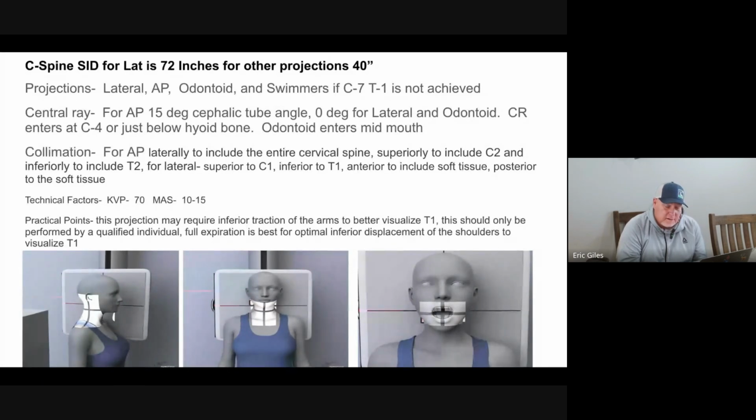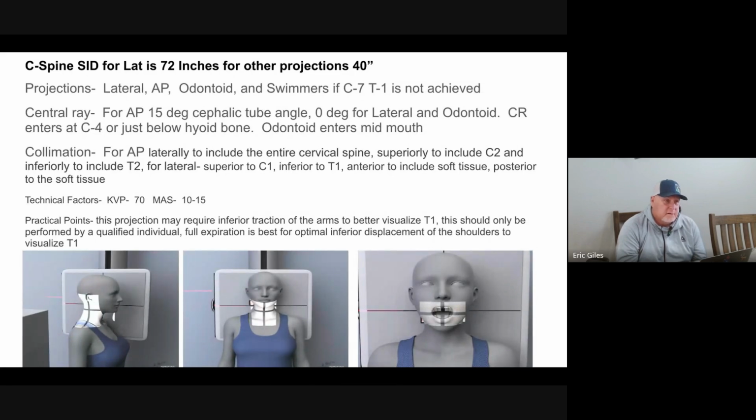Collimation for the AP, we need to include both sides of the neck, superior to include C2 and inferior to include T2. So when we shoot the AP, we're not going to be able to see C1 and most of the time C2. We're going to see C3 through T2. That's why we do the angle up, so we can see a little bit further up through the jawline. Technical factors, 70 kVp at 10 to 12 mAs, right around that range, depending on the size of the patient again.